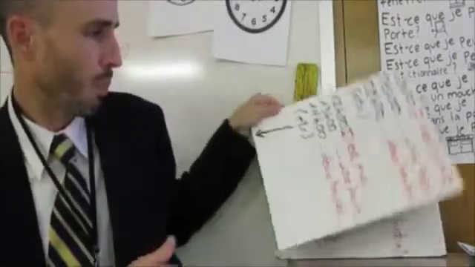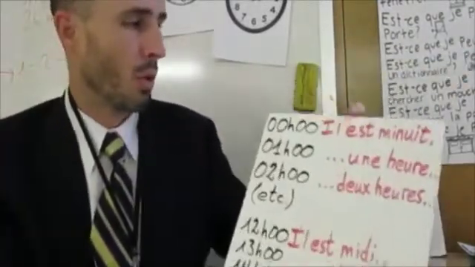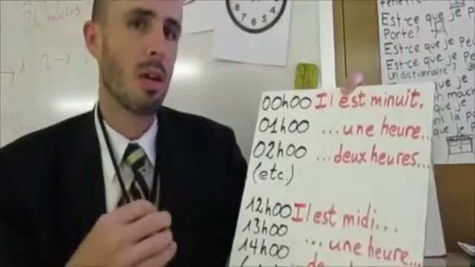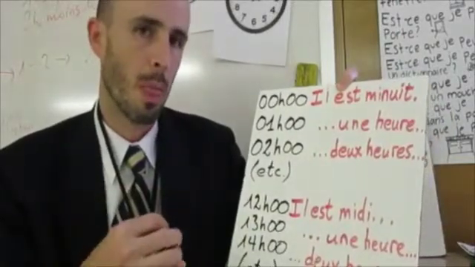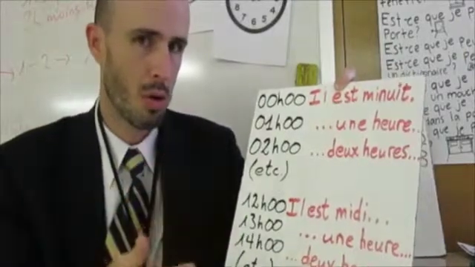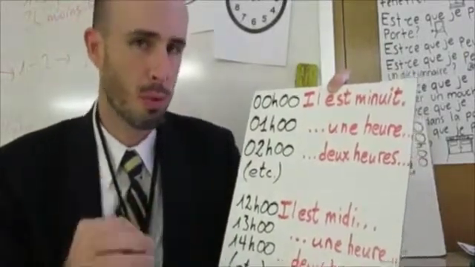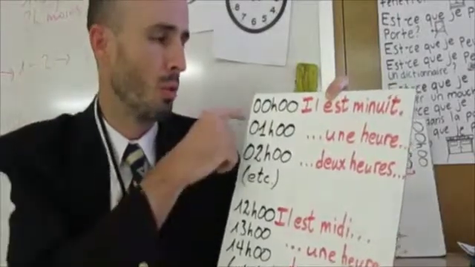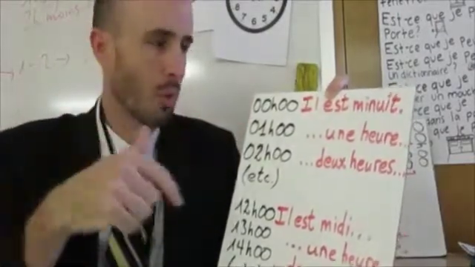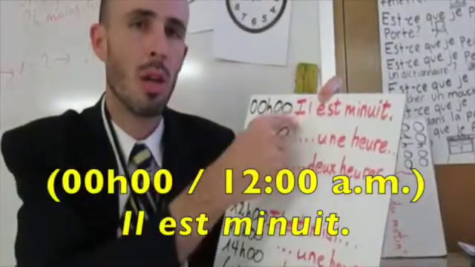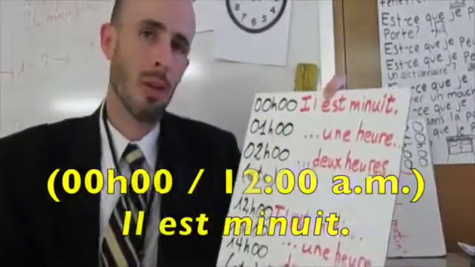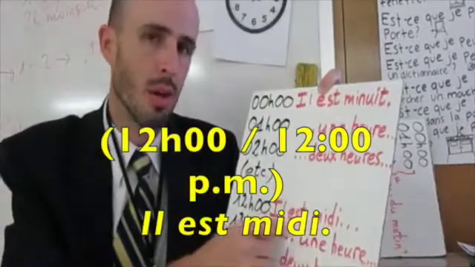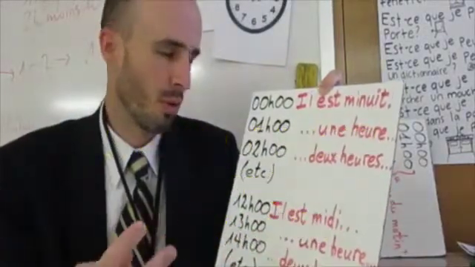So real quick, two important things. What we know as midnight and noon, the official way, 0 heure and 12 heures, actually have special names in the familiar system. Midnight would be il est minuit, and noon would be il est midi. So that's two special times.